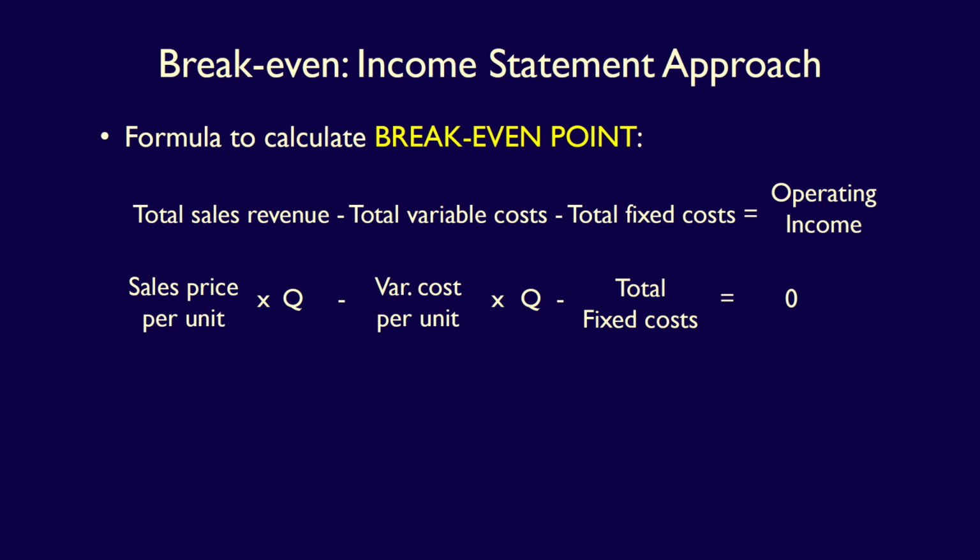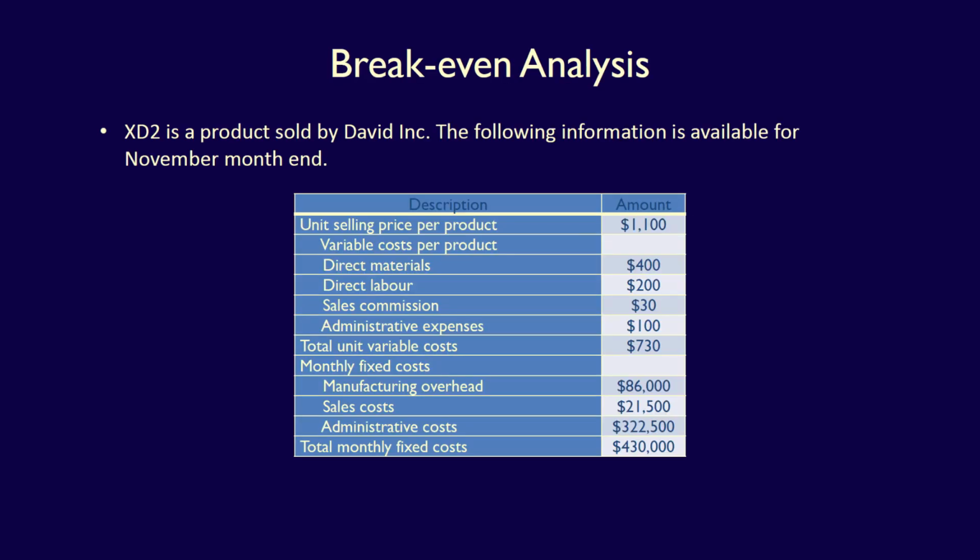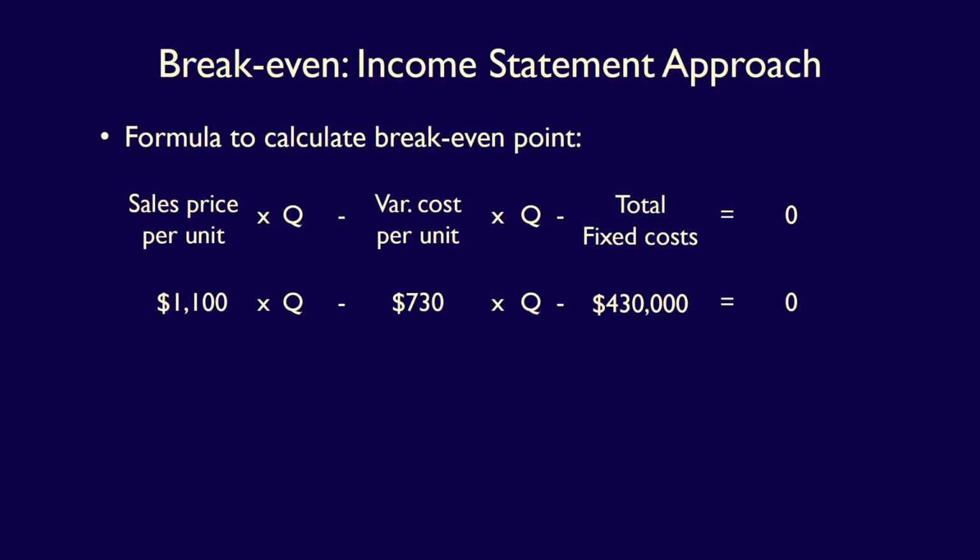Let's now use the information from David Inc. in the formula and solve for Q. David's sales price per unit is $1,100, their variable cost per unit is $730, and their total fixed cost is $430,000. We're going to use this information in the formula. 1,100 Q minus 730 Q minus $430,000 is equal to zero.